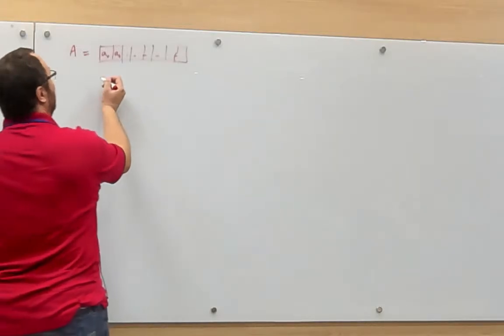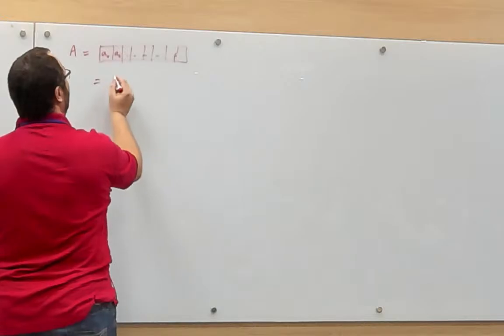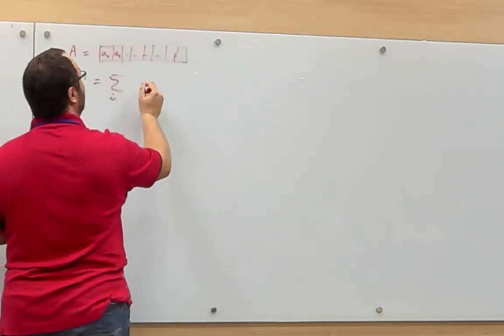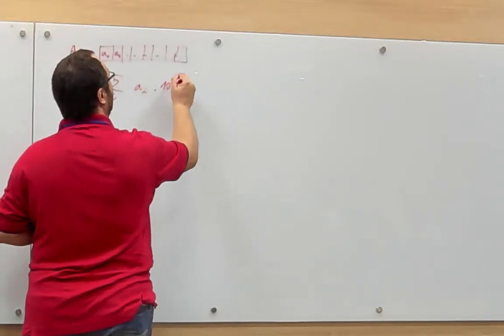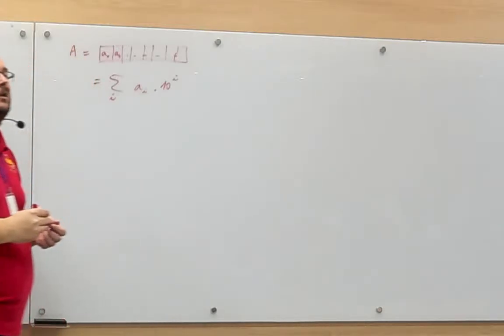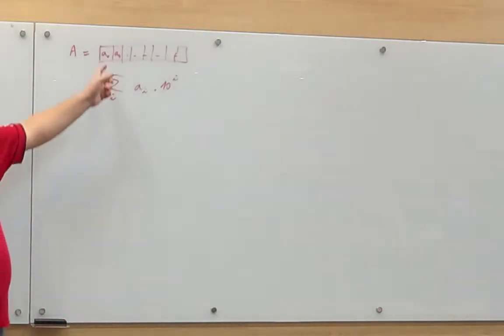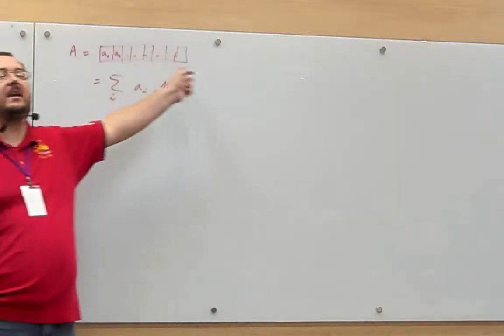So it's nice when you can say that the integer a is the sum over i of ai times 10 to the power of i. So if you were to store the digits in an array, it is practical to start with the least significant digit at the beginning.